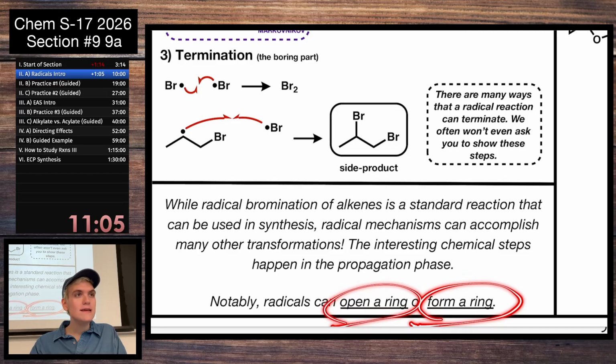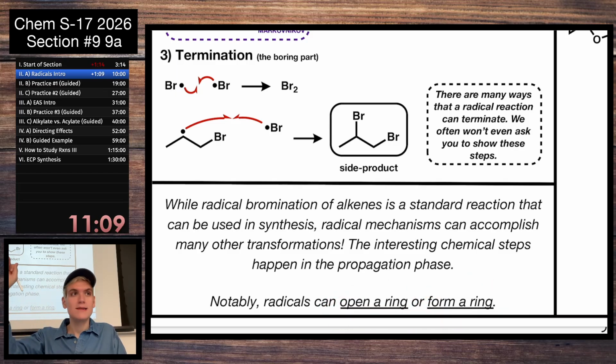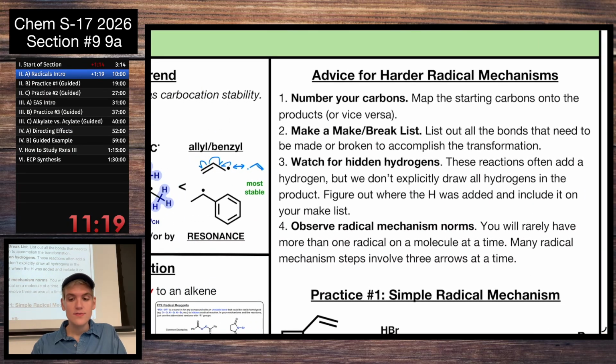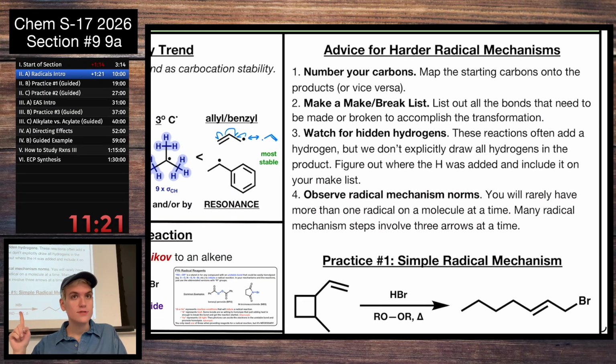So what we need is a game plan for, hey, we have this core mechanism in our head, we're going to have crazy transformations on the paper, how do we organize ourselves? And the gold standard strategy is number your carbons first. Number all of your carbons even if you don't think you need to. Then make a list of every bond that needs to be made and broken. So we are going to do this.